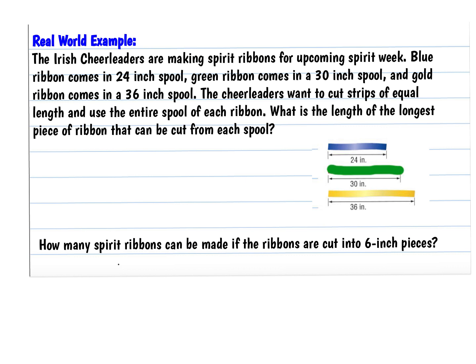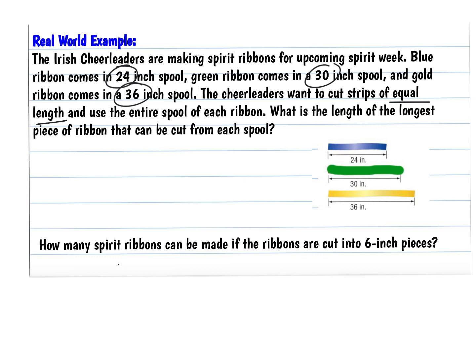The Irish cheerleaders are making spirit ribbons for upcoming Spirit Week. Blue ribbon comes in a 24-inch spool, green ribbon comes in a 30-inch spool, and gold ribbon comes in a 36-inch spool. They want to cut strips of equal length and use the entire spool of each ribbon. What is the length of the longest piece of ribbon that can be cut from each spool?